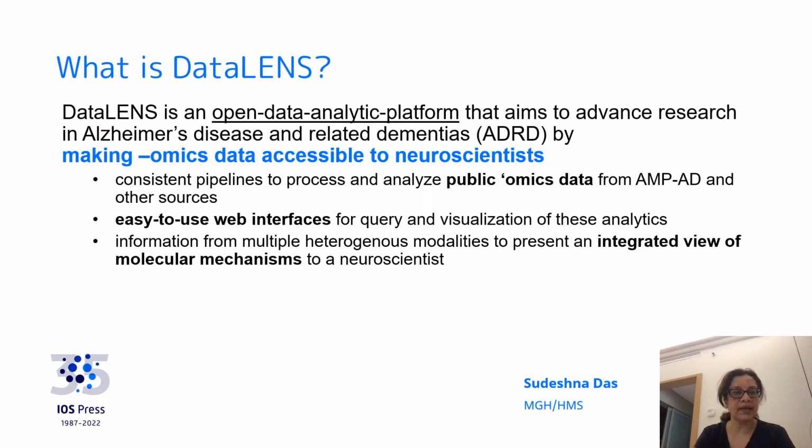So what is DataLENS? DataLENS is an open data analytic platform that aims to advance research in Alzheimer's disease and related dementias by making omics data available to all neuroscientists. It provides consistent pipelines to process and analyze omics data from different sources. It has easy-to-use web interfaces for query and visualization of all the analytics. It integrates information from multiple heterogeneous modalities to present an integrated view of molecular mechanisms to a neuroscientist interested in Alzheimer's disease research.